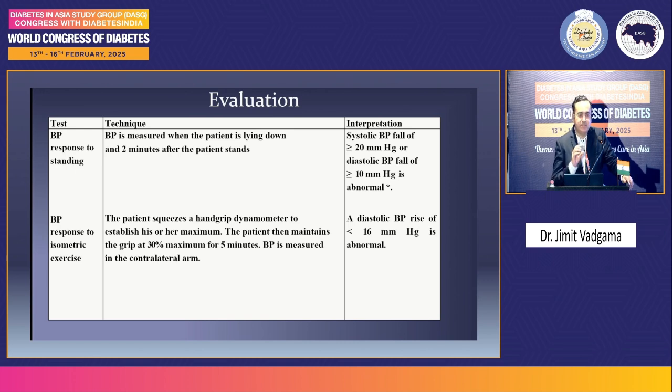If you see the systolic BP fall more than 20, it is significant, and diastolic BP falling more than 10 is significant. Very, very simple test. This is what we can use.